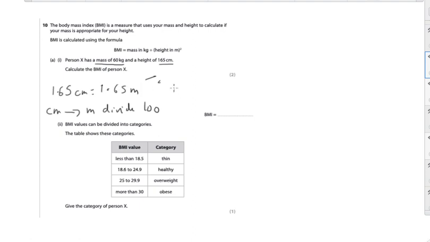Now we can do the BMI, which is equal to mass over height squared, which is 60 over 1.65, and we square this, and that comes out at 22.04.